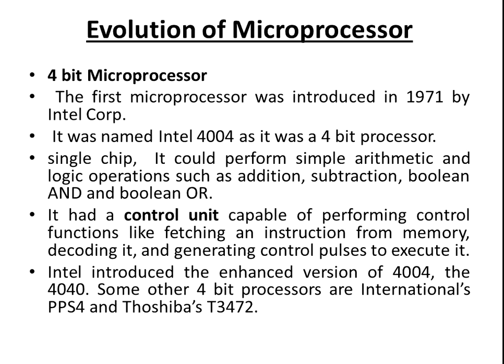In the case of this 4-bit microprocessor, it can represent only signed numbers in the range -8 to +7, which is a very small range. So it was not really of practical use for arithmetic calculations. Then Intel introduced an enhanced version of the 4004, that is the 4040, in 1974. There are other 4-bit processors also available.